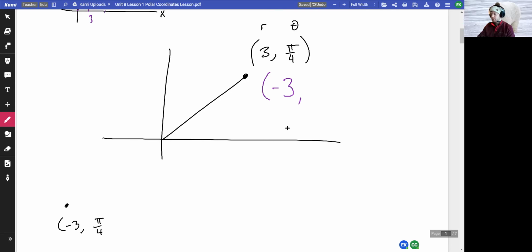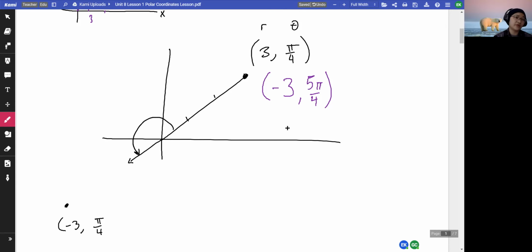Yeah. And this is one of the reasons why I wish that the people that invented the polar coordinate system put the angle first and then the radial distance second. But what I like to think about is we go 5 pi over 4 radians, or 200 and whatever degrees, and then we go in the opposite direction of that ray, 3 units. So -3, 5 pi over 4 describes the exact same point as 3, pi over 4. Can you give me another one?